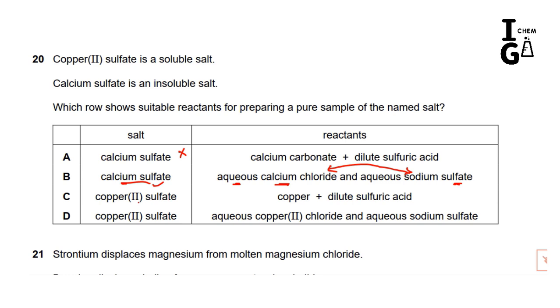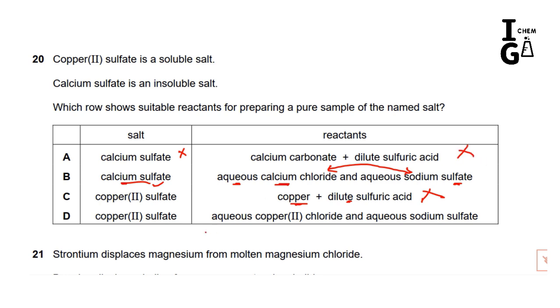Let's check C. This is copper(II) sulfate. You know, guys, copper alone can't replace hydrogen, because copper is below hydrogen in the reactivity series, and also this is dilute sulfuric acid, not concentrated. So this is completely wrong, and the first one was wrong.